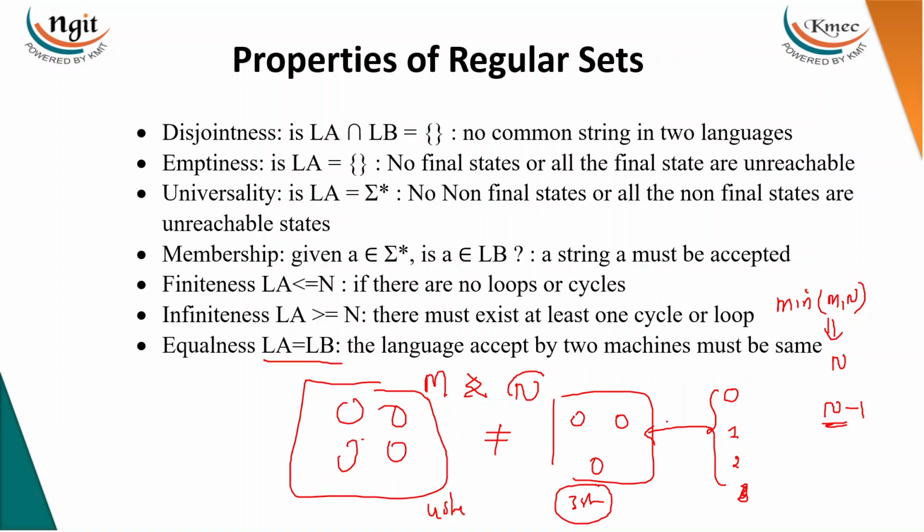But where should I take the strings? If both are infinite, can I go to the infinite number? No guys, it's very simple: if you have a minimum number of states, take the strings up to that length, that's it. Until that length. If all are accepted, well and good, otherwise not equal. So this is how it is going to be.